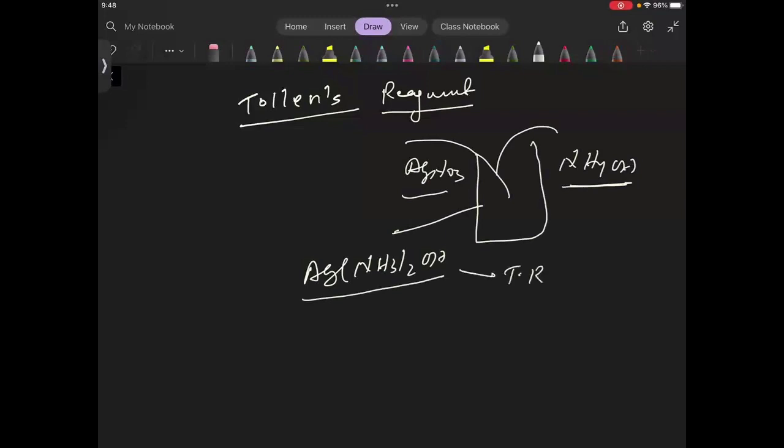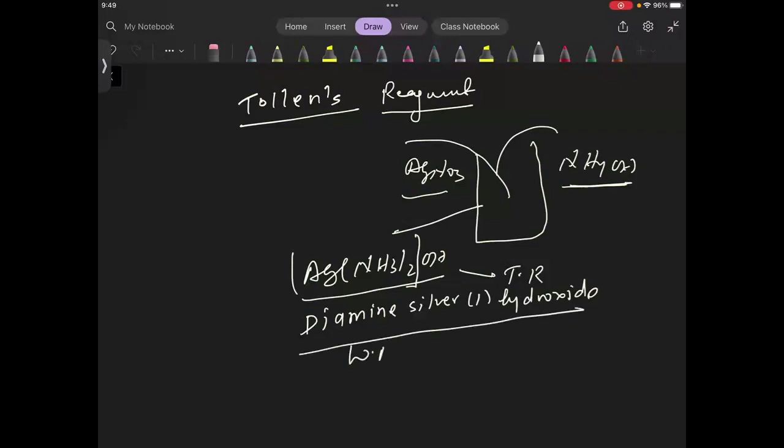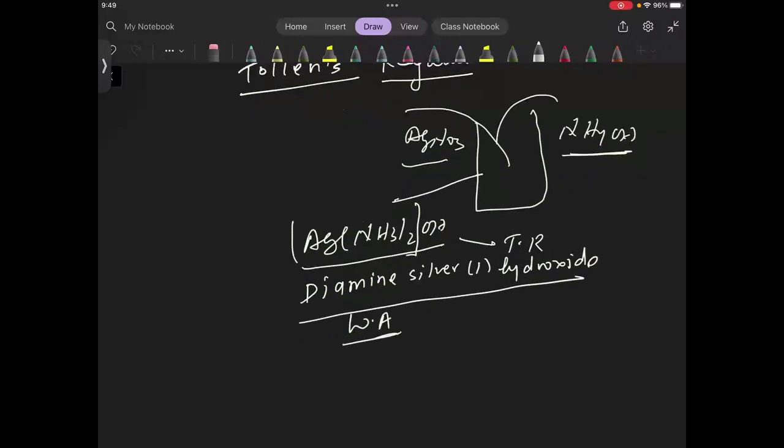Now, what will we write as the name? Diamminesilver(I) hydroxide. This is a complex compound. It is a weak oxidizing agent, right? No, not because of the complex compound, it is a weak oxidizing agent because the electrode potential is very low. 0.8 V is the electrode potential of silver.